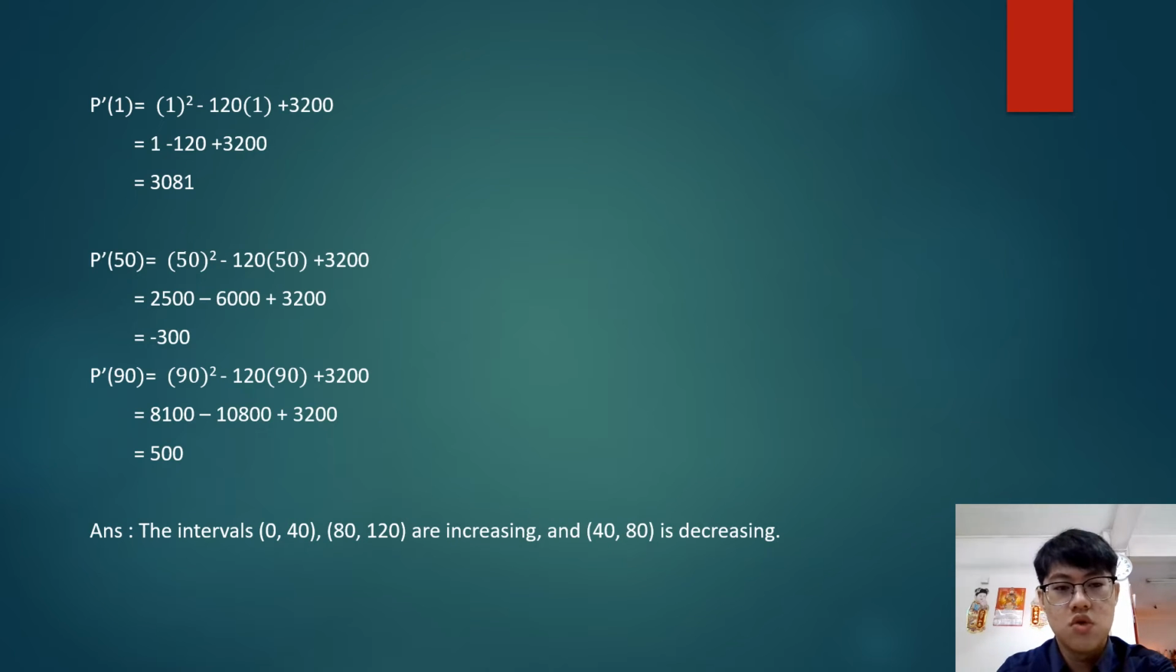So if we want to know where the interval is increasing or decreasing, we need to test. For example, we put 1 into the p prime function, and the 1 represents the 0 to 40 interval, and we get a positive answer, and this represents increasing. And for the second one, we put in 50, which represents the 40 to 80 interval. For this answer, we get a negative, and this represents decreasing for this interval.